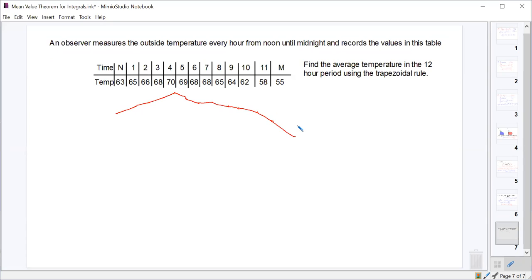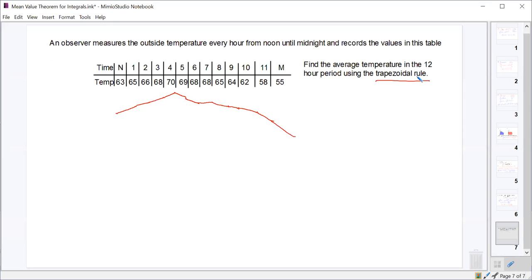And so we should be able to get a more accurate representation of what the actual average temperature was during this time period. If we had a function to exactly replicate this, then we'd get a really good answer. But since we don't, we can only approximate it by pretending that these are connected using straight lines, and we can approximate it using the trapezoidal rule. Or we could use any rule for that matter, but we'll use the trapezoidal rule.